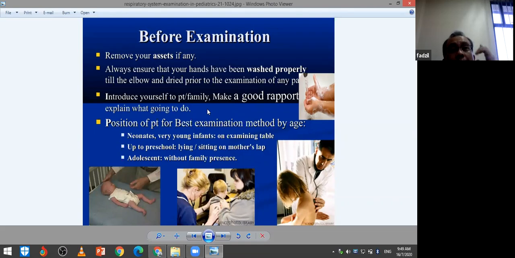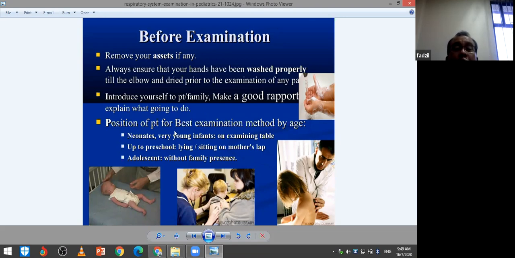You see, the child can sense. If you have good rapport with the mother, usually the child can sense that you are a nice person. If you already have some problem with the mother, usually this child will sense it and won't allow you to examine. So never underestimate the importance of having a rapport with the parents. Furthermore, the mother will be very helpful to calm the child.